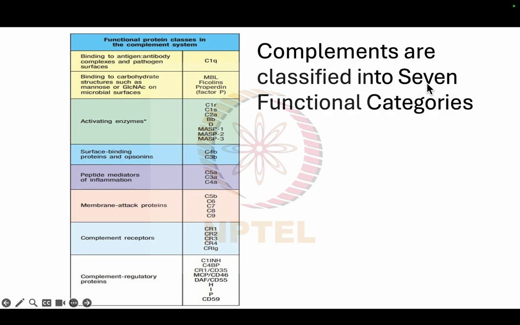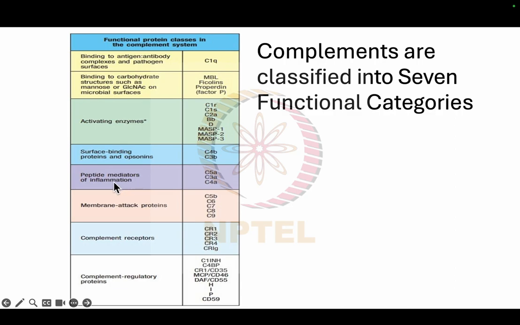So complements are classified into 7 functional categories. Functional protein classes in the complement system: binding to antigen antibody complexes and pathogen surfaces, example C1q; binding to carbohydrate structures such as mannose or N-acetyl glucosamine on microbial surfaces, which are mannose binding lectins, ficolins, properdin. Properdin is also called factor P. Activating enzymes C1r, C1s, C2a, and so on. Surface binding proteins and opsonins, example C4b, C3b. If you are asked for examples of complement proteins which help in opsonization, your answer will be C4b, C3b.